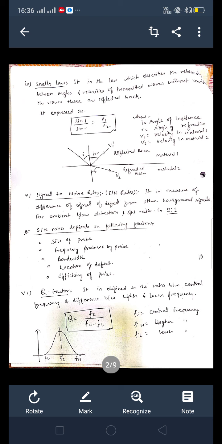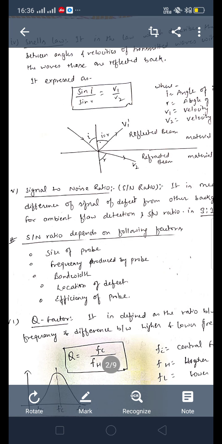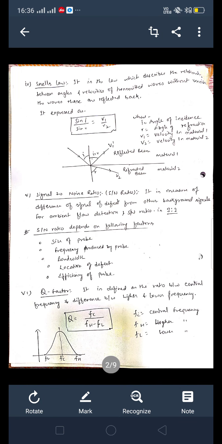And third is Snell's law. It is very important. Snell's law is the law which describes the relationship between angles and velocities of transmitted waves without considering the waves that are reflected back. Again, I repeat the principle. It is the law which describes the relation between angles and velocity of transmitted waves.